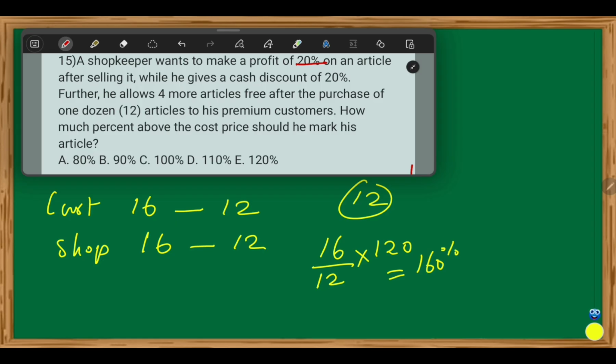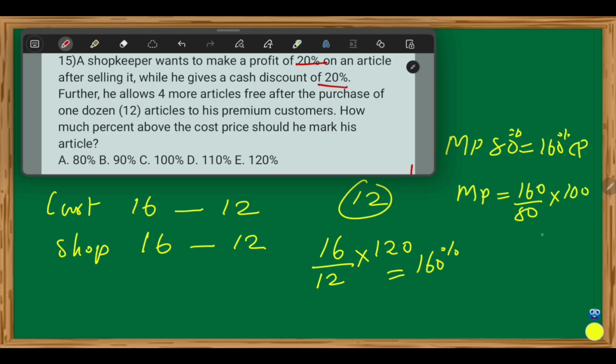Now, applying the second condition, the shopkeeper gives a 20% discount on the market price. Therefore, the market price's 80% is equal to 160% of the cost price. Therefore, the market price is 160 divided by 80, into the cost price of 100, which is 200. Hence, the article is marked 100% above the cost price. The correct choice is C.